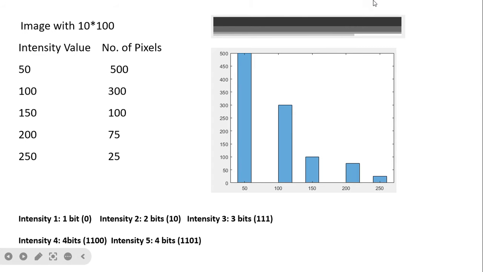This is just represented visually. The image is 10 into 100, so a total of 1000 pixels are there. For simplicity I have represented each pixel in a continuous manner, so we can get the nature of this. But actually it is not necessary that pixels should be continuous, and this is nothing but the histogram. When we see the histogram, we can see that intensity 1 and intensity 2 are frequently occurring, and intensity 4 and 5 are rarely occurring. So based on their occurrences we are assigning the bits. The pixels which are occurring frequently, we are assigning fewer bits.